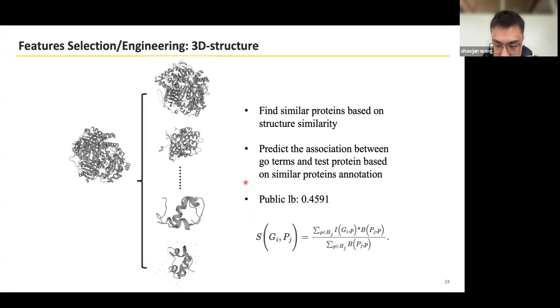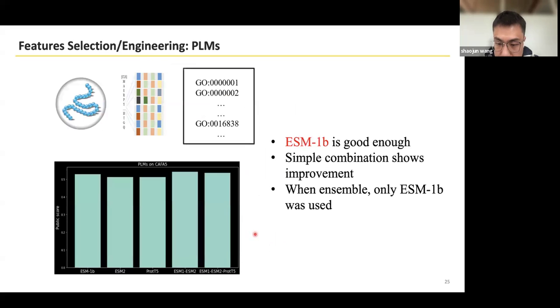For protein 3D structure, we found proteins with similar structures to the test proteins by comparing the similarity of structure. Finally, we get a prediction for the target protein through the function annotation from the similar proteins and get a good result on the public leaderboard.